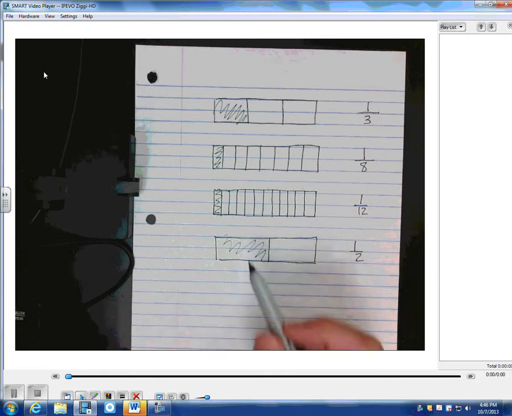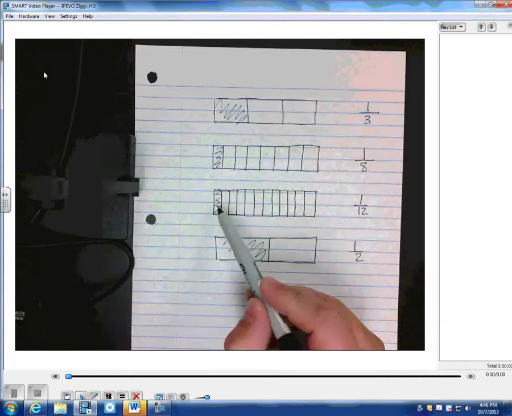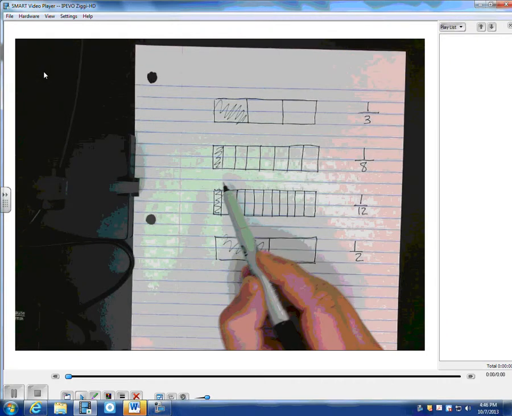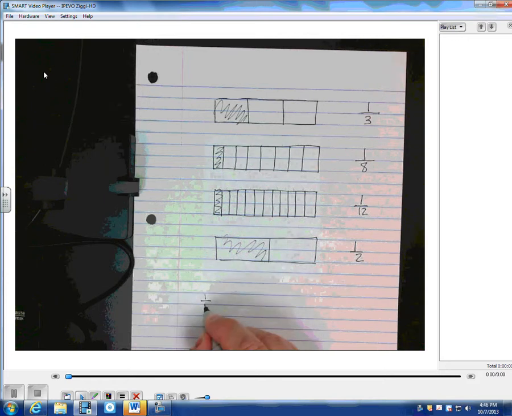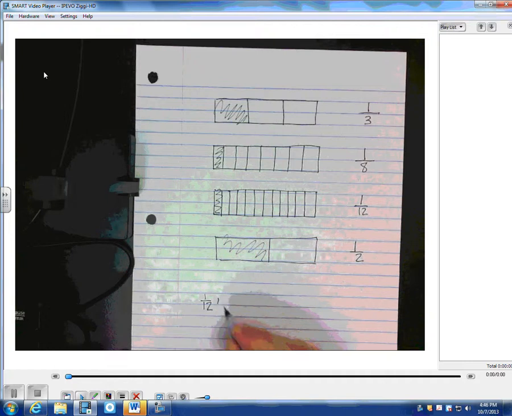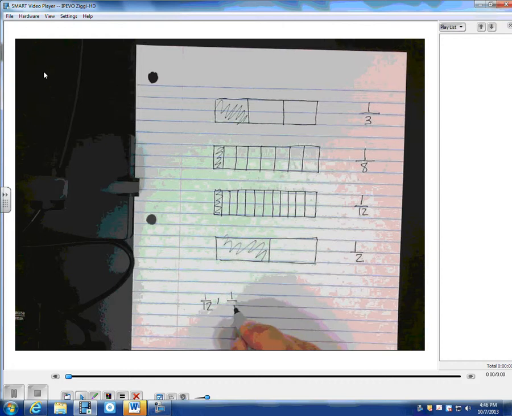So in my picture, I'm not exact because I just did it freehand, but if I look closely, 1/12 is actually the smallest. It's smaller than 1/8. So I know 1/12 would be my smallest fraction. Okay? My next smallest would be 1/8. Okay? And then you can finish off the other 2 fractions by just visually looking at them.